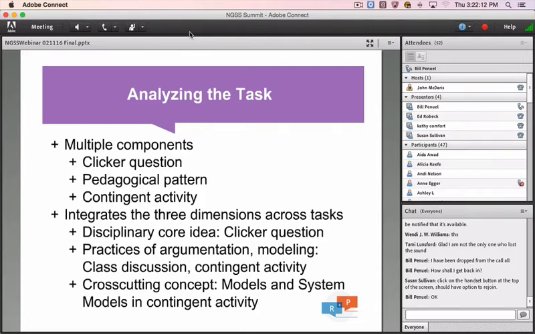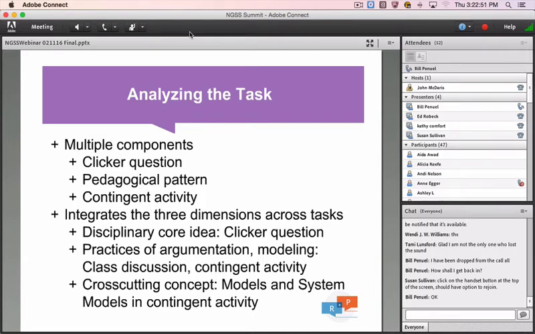So to unpack this particular task before I share some of the tools that we've developed to help teachers develop NGSS three-dimensional tasks, this is an example of one that has multiple components. It includes a clicker question, something that's actually a traditional multiple choice question, but it's designed specifically to elicit different facets of student thinking that we know are common among middle school students in earth science. There's a pedagogical pattern that engages teachers and students together in a discussion, an argument, if you will, about their ideas. And there's a contingent activity that engages them in the activity of modeling.